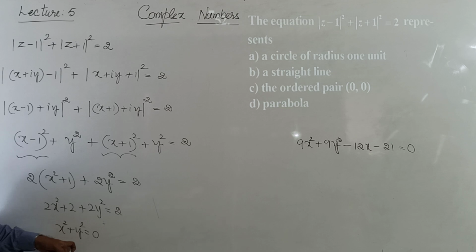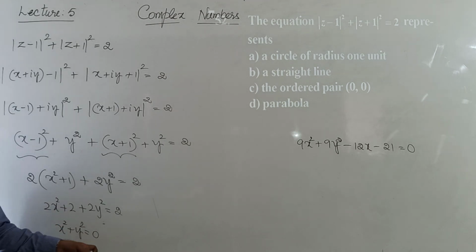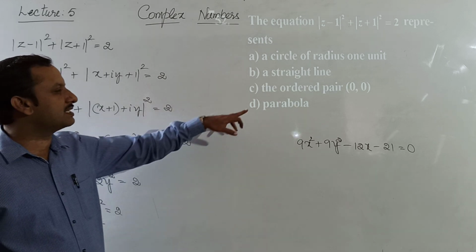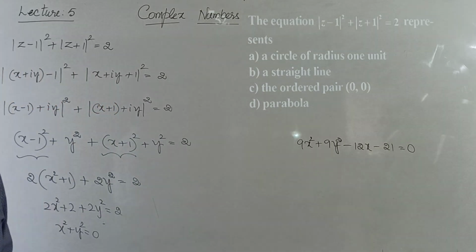You observe, both are squares here. Their sum is equal to 0. It is possible only when both are equal to 0. Because among these two, if one of them is non-zero, then their sum must be positive. Right? So it is equal to 0 means both should be equal to 0. So x is 0, y is 0, which means it represents the ordered pair 0, 0. Let's look at the next question now.